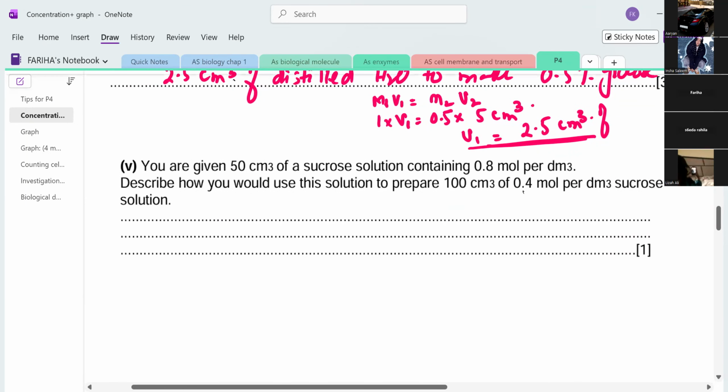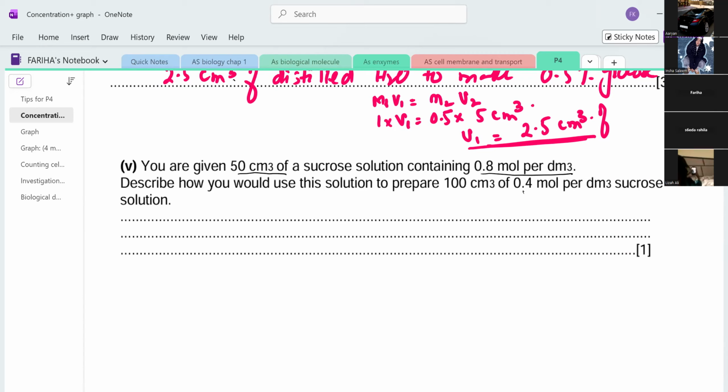Now look at the next question. You are given 50 cubic centimeter of a sucrose solution containing 0.8 mole per dm cube. I told you the concentration could be given in the form of mole per dm cube or percentage. So in this question, it is given in the form of mole per dm cube. So what is 0.8 mole per dm cube?